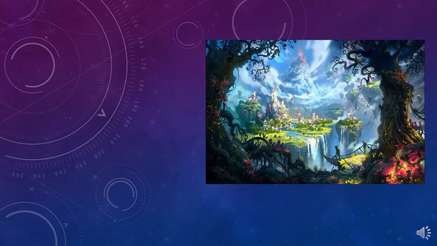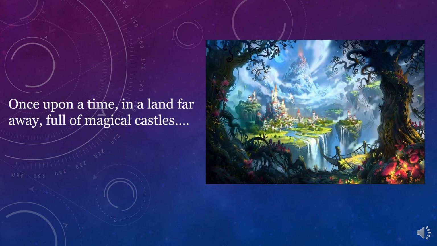It's night time. It's time to tell stories. The mother starts telling the story to the child. Once upon a time in a land far away, full of magical castles. And she cannot continue because she has made up so many stories in the past. So she takes the help of AI.